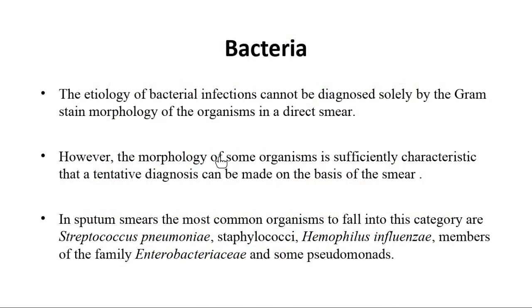Now the other thing: when I asked the question about which types of elements you can see under the microscope, the first answer was the bacteria, the second option was the epithelial cells, and the third was the immune cells. So bacteria are almost always present, and the etiology of a bacterial infection cannot be diagnosed solely by Gram stain morphology. When you perform Gram staining, you can identify whether the bacteria are Gram positive or Gram negative. If you find cocci, you can say maybe they are streptococci, staphylococci, or diplococci, but you cannot be confirmed.